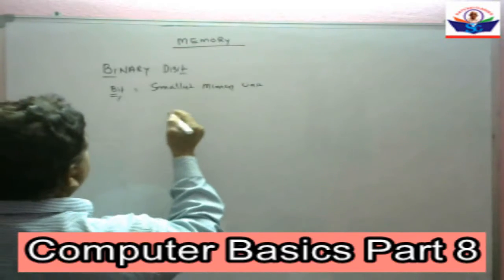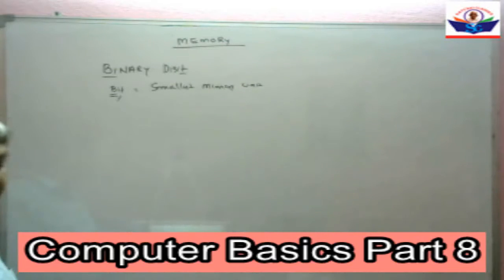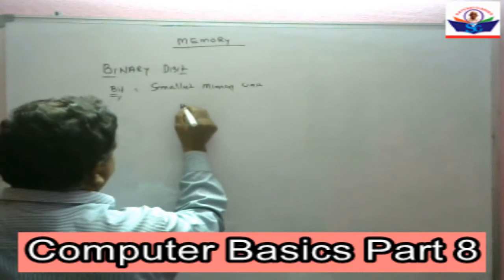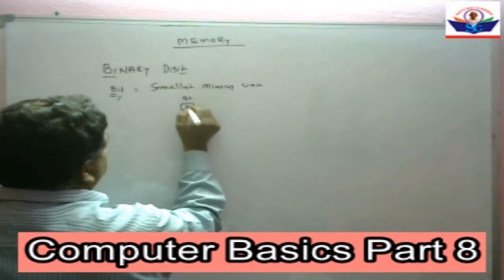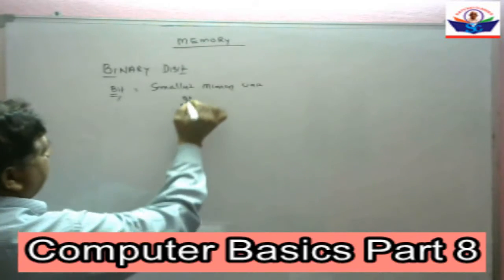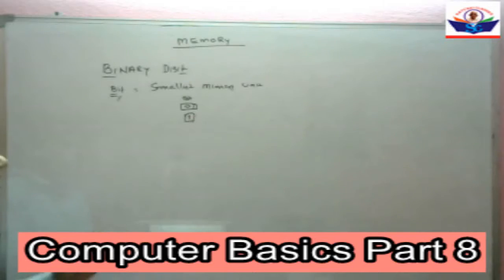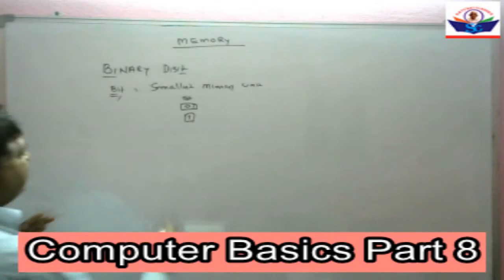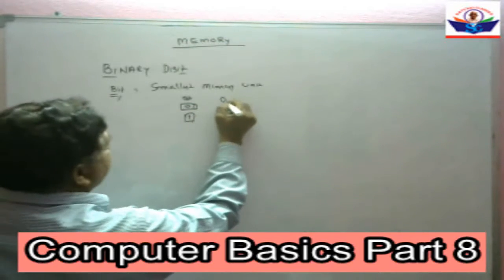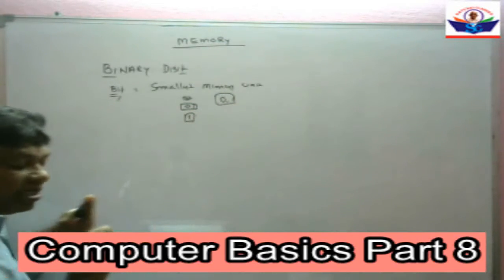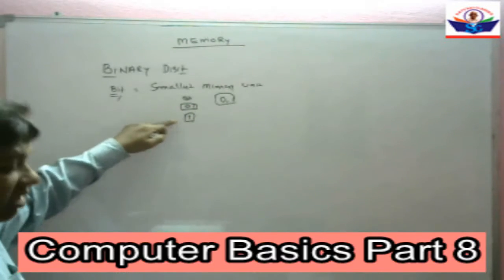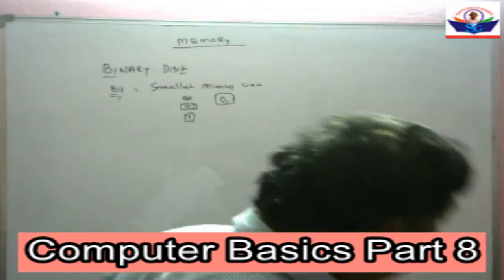In one bit, how many digits can we store? Only one digit. In one bit, we can store either 0 or 1, because binary numbers have only two values, that is 0 and 1. In one bit, we can store one digit, either 0 or 1.